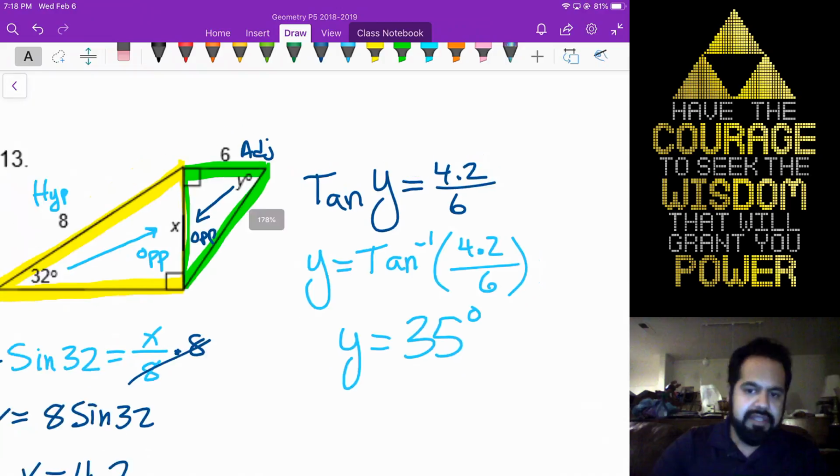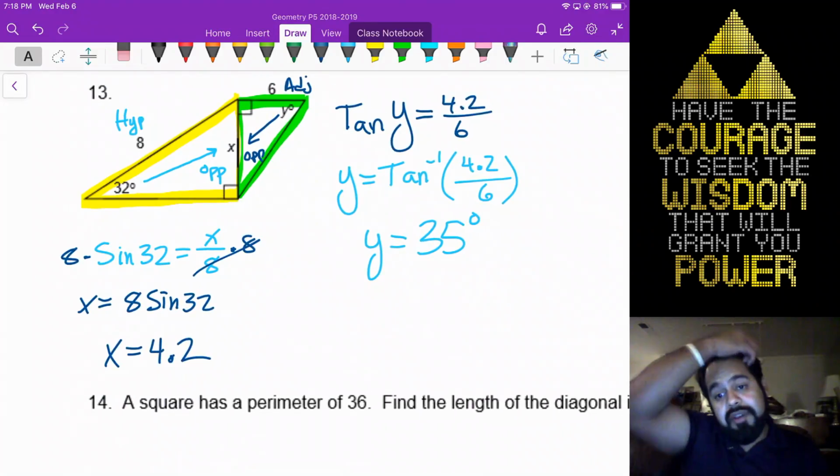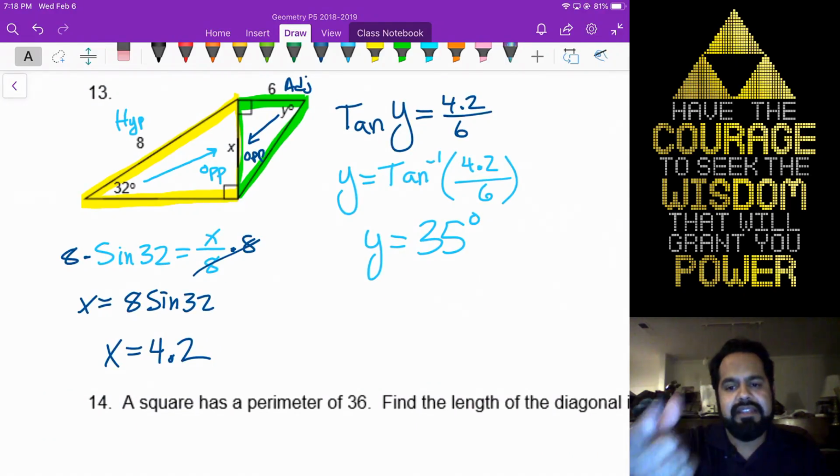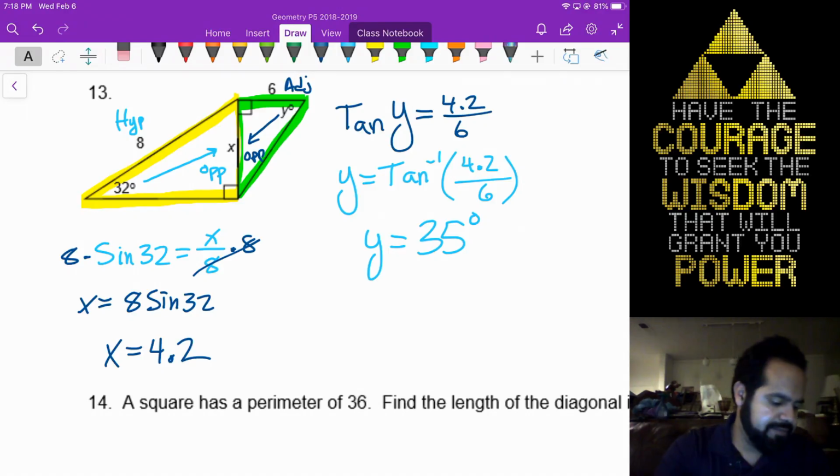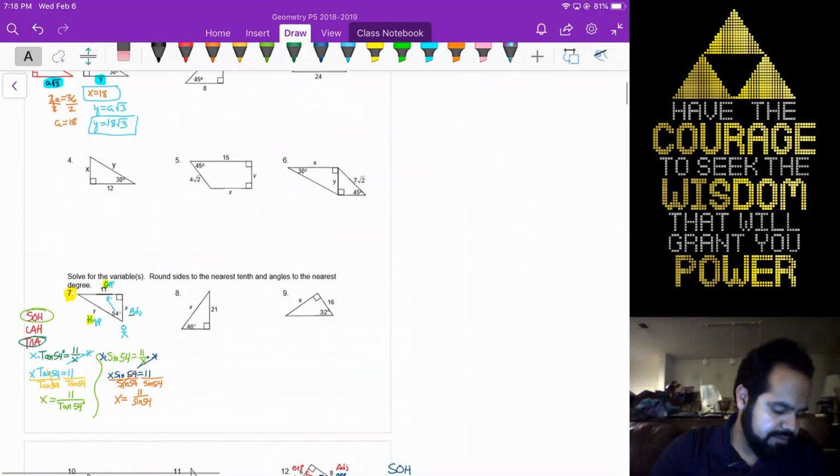Alright. We took care of 13 for both Ethan and Elijah. Ethan's got the brownie points. Good job, dude. Cameron, we're going to do 5 and 6. Right?